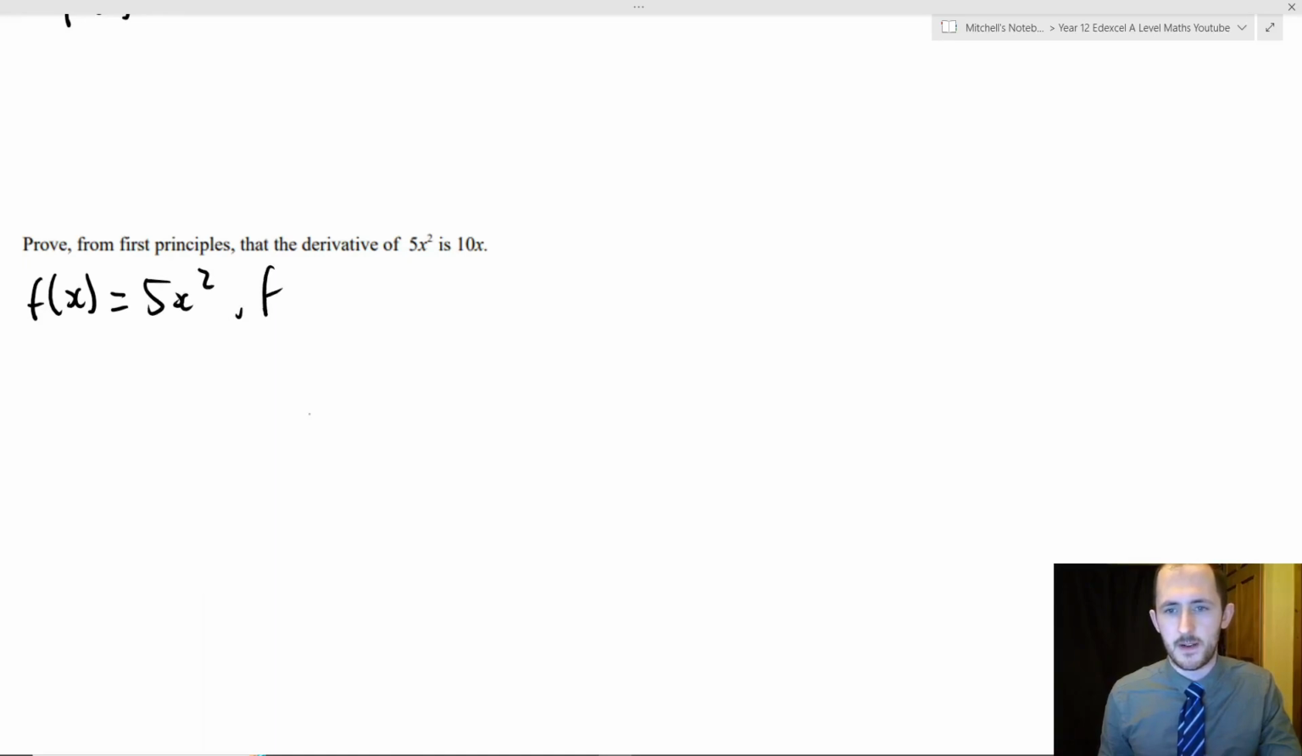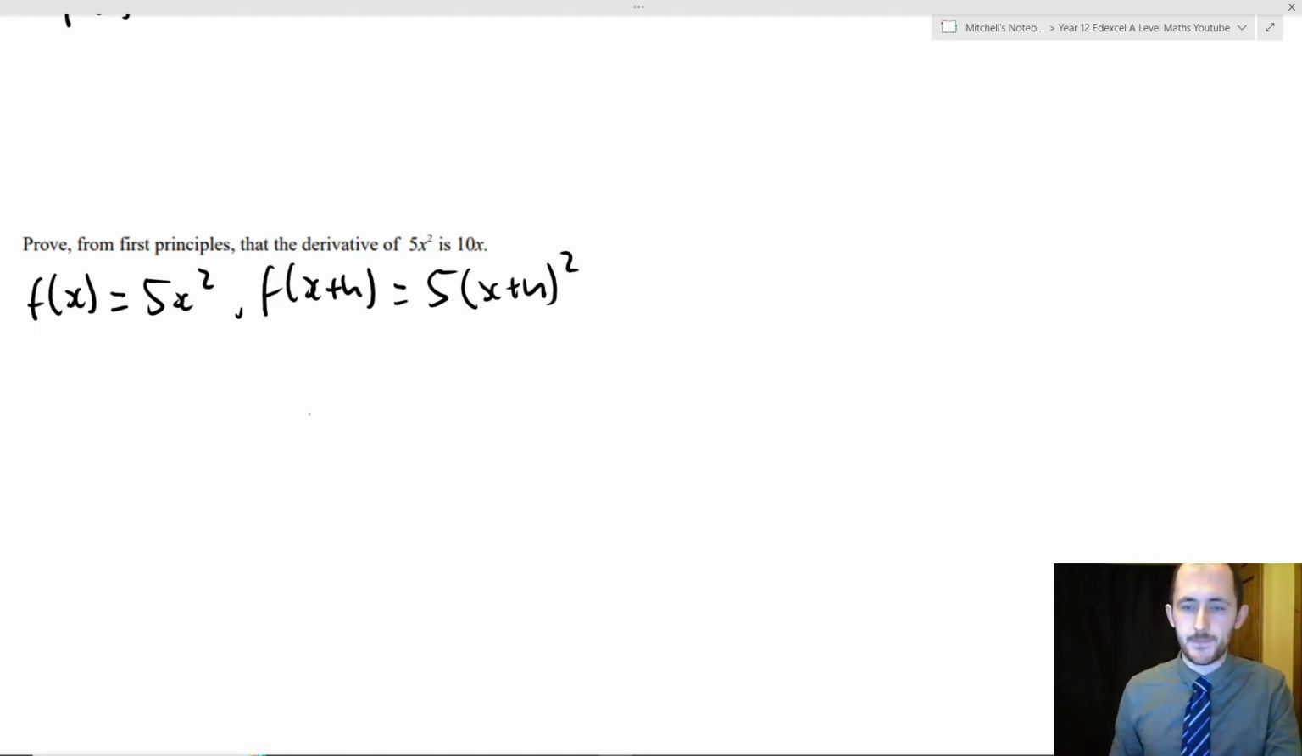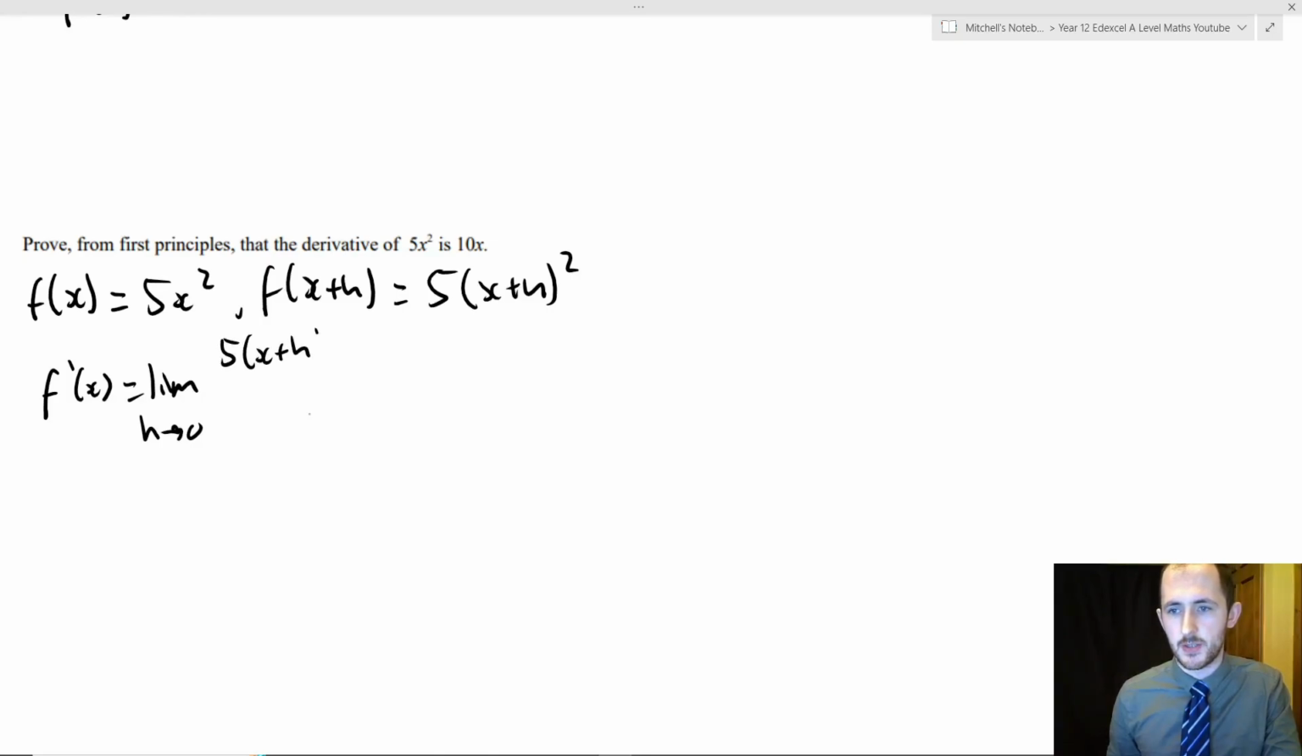f of x is 5x squared, which means f of x plus h will be 5 times (x plus h) squared. So, prove that it's 10x. So once again, f prime x is the limit as h tends to 0 of f of x plus h, so we have 5 times (x plus h) squared minus 5x squared, over h. So again, we can start expanding this.